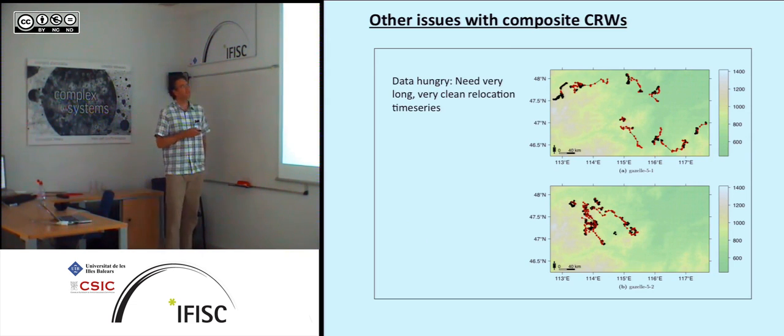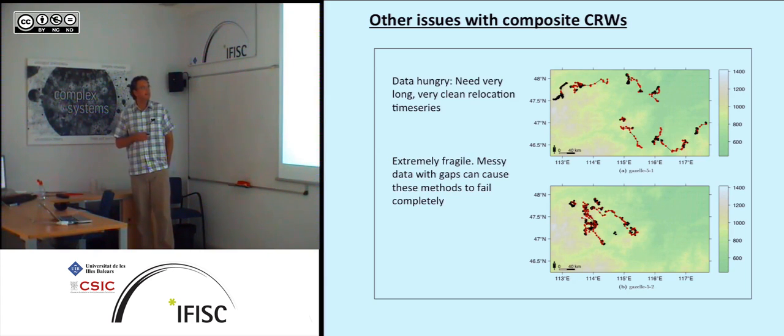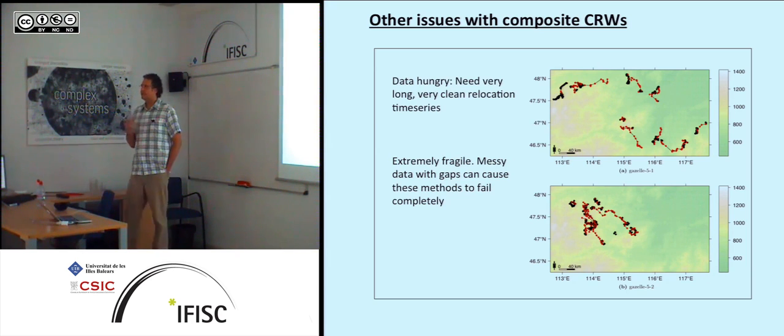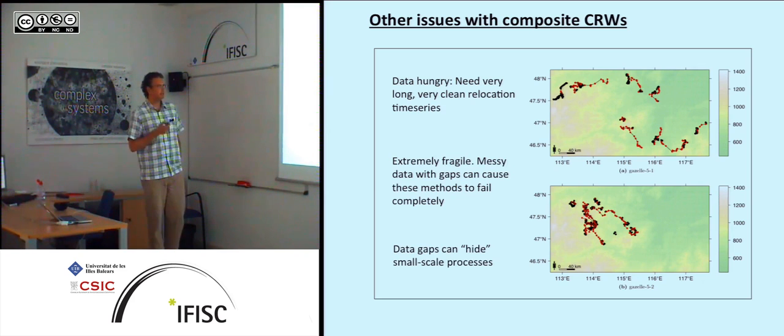But they have other issues too. You need a ton of data. You need really long time series, lots of observations, very clean data. They're very fragile statistically. They break down if you have messy data, noisy data, data with irregular gaps in them. These things can break down completely.